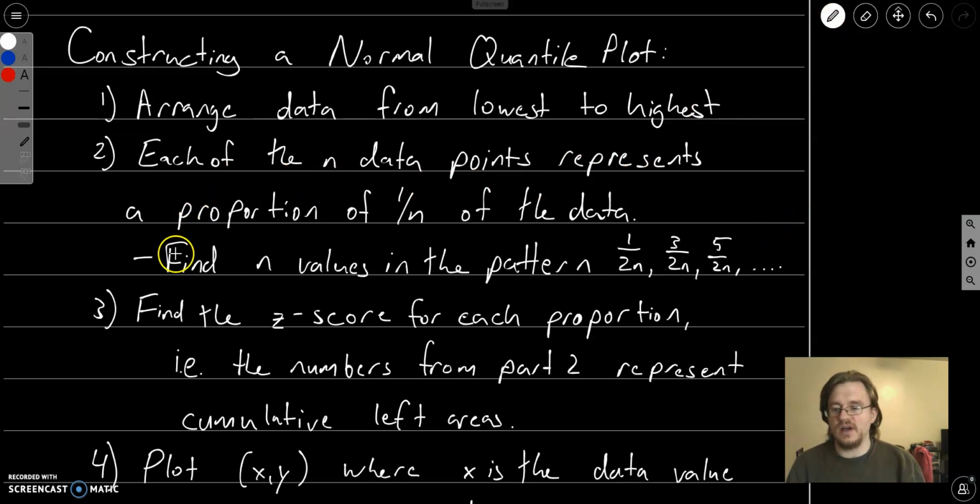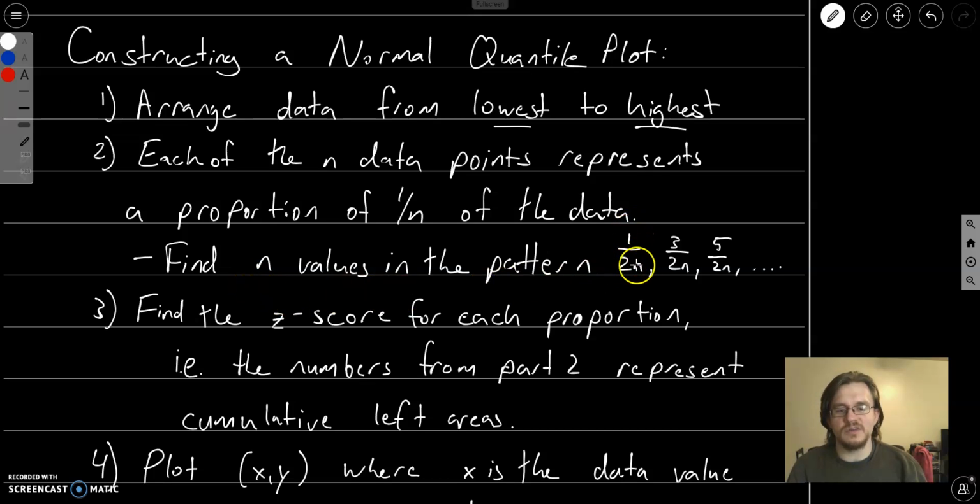So there's essentially 4 steps, and the first step is very easy. We just want to arrange the data from lowest to highest. Okay, so we'll just sort the data. Next, we'll need to come up with some numbers, and these numbers have a very particular meaning. I'll go through in a quick example afterwards where these come from. But because each of the n data points represent 1/nth of the data, we need to find certain values.